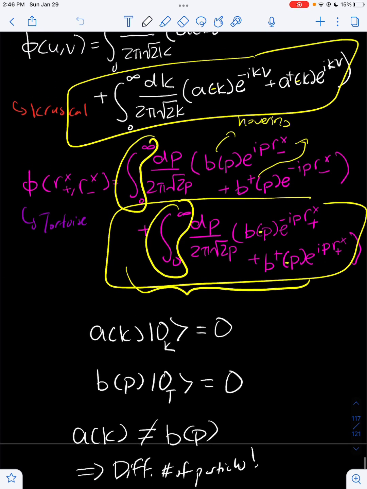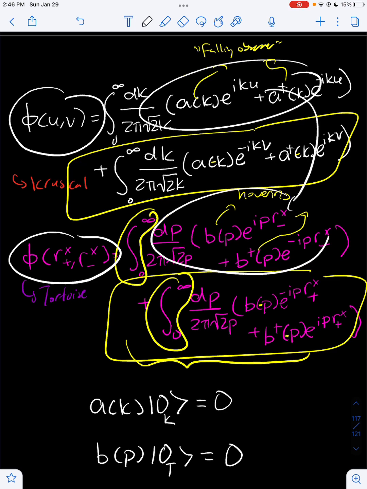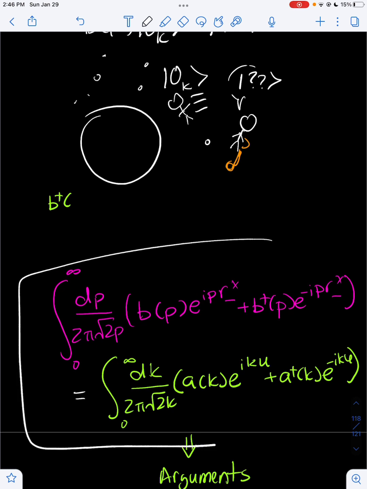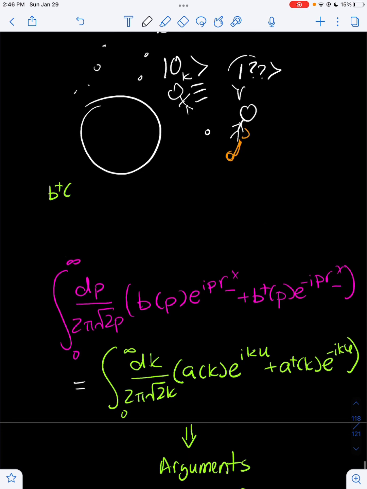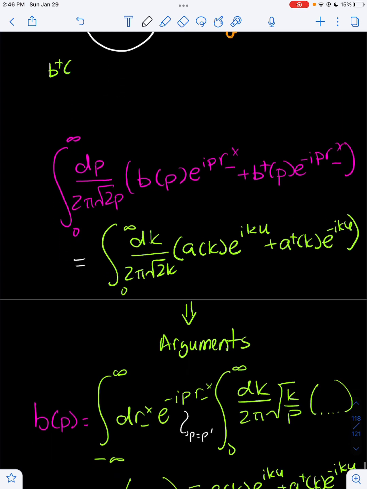So now what we can do is, since these fields are equal to each other, both observers agree on the field, that means that we can equate each part to each other. So that is going to imply this relation right over here. The positive momenta parts will equal the positive momenta parts, and analogously for the negative one. So using some arguments here, we will obtain this right over here.